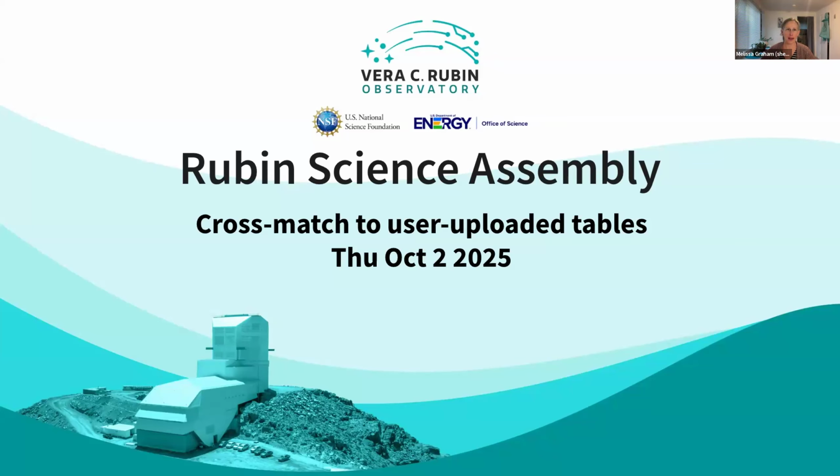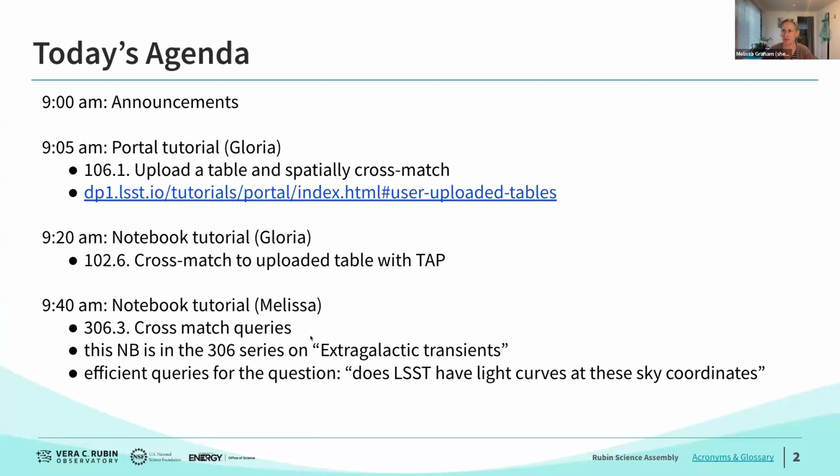We're here for today's Rubin Science Assembly, and today we're doing cross-match to user-uploaded tables, and we're going to tell you what that means and show you how to do it.